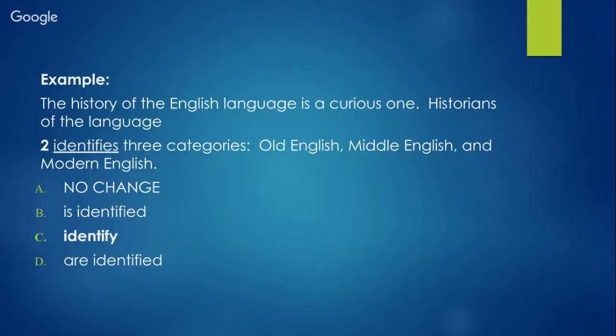So you look at the underlined word. What does identifies refer back to? The language identifies or historians identifies? In this case, you're right. It's historians. And they identify 3 categories: Old English, Middle English, and Modern English. So they tried to trick you by making you think that it's a singular situation. But this is obviously a moment where you realize that your ear doesn't support your logic.